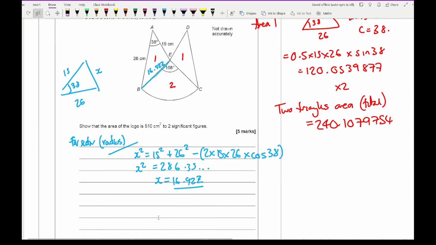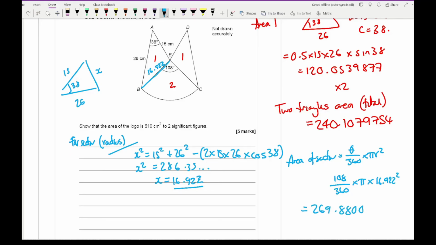So I'm working out the area of the sector, and the formula I use for that is theta over 360 times pi r squared. Theta in this case is 108. So it's 108 divided by 360 times pi times 16.922 squared. Typing that all into my calculator, I get an area of 269.880064.